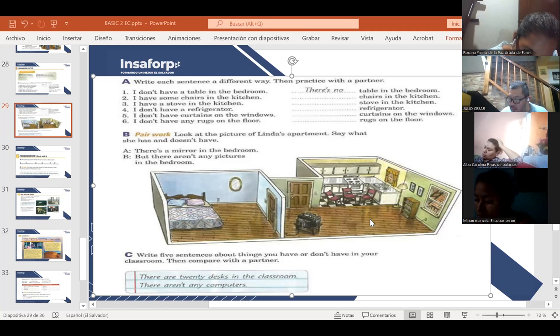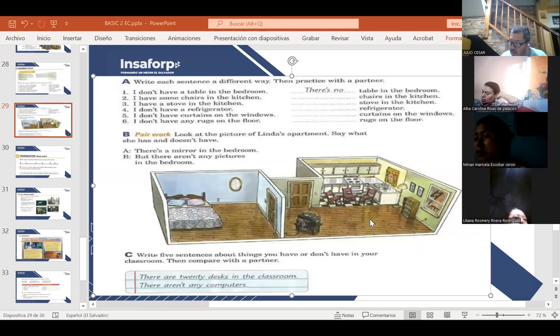¿Puedo decir TVs o televisors? En plural, ¿cómo se dice? Televisions.